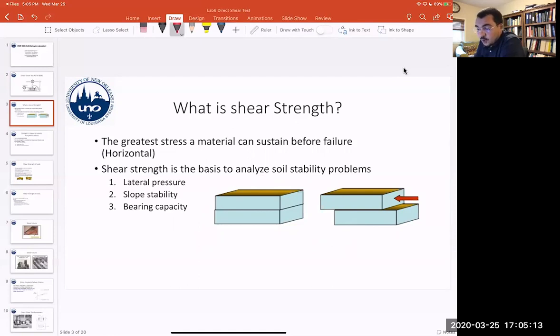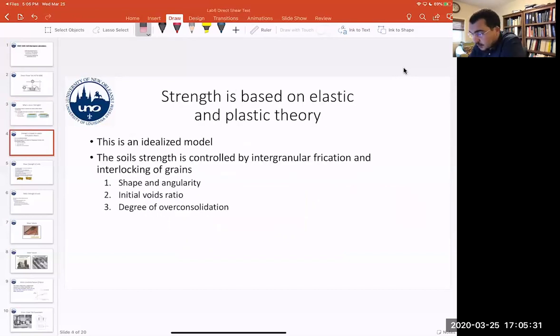So when we're talking about lateral pressures, which you'll see in the lecture, slope stability or bearing capacity, you always need to get a value of the shear strength of the soil, its ability to resist that horizontal load. And this is just some background for it.